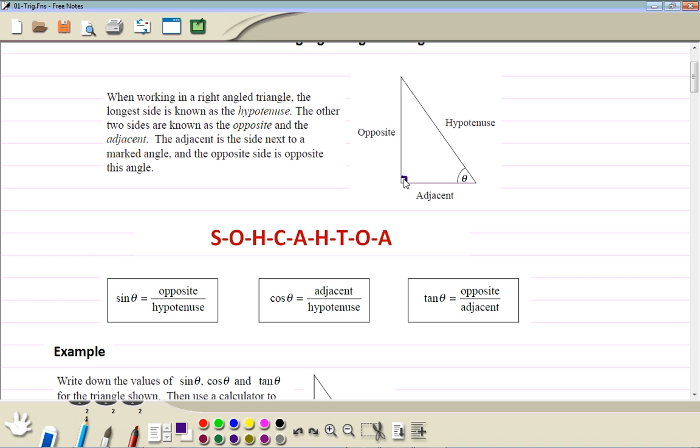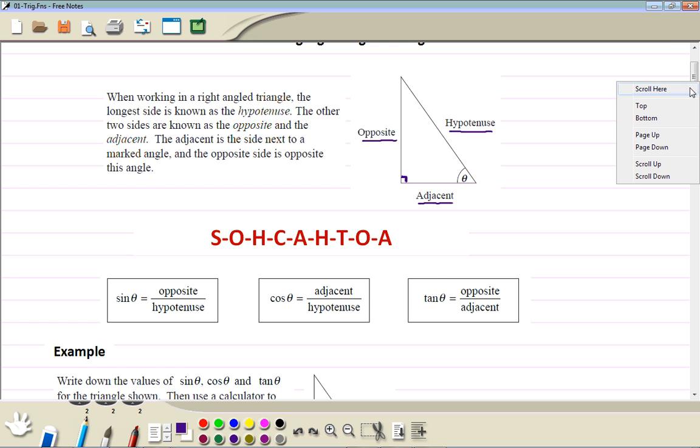Now the side opposite to this, which is the longest, is called the hypotenuse. Then if we have the angle here, the smaller side, which is next to the angle, is called the adjacent. Now the side opposite to this angle is called the opposite.